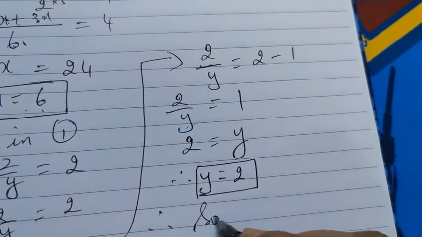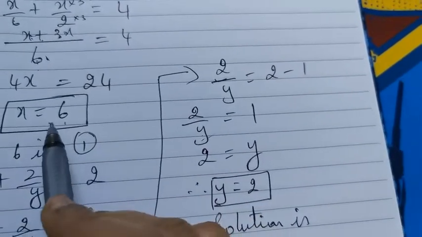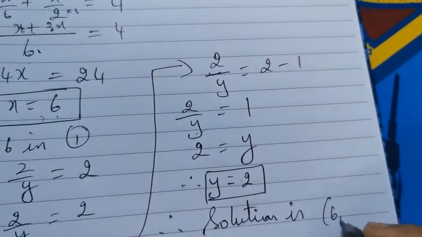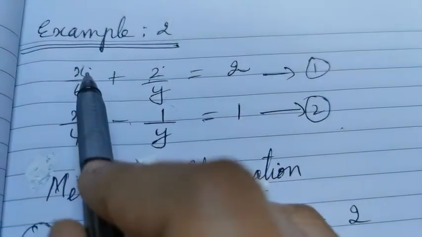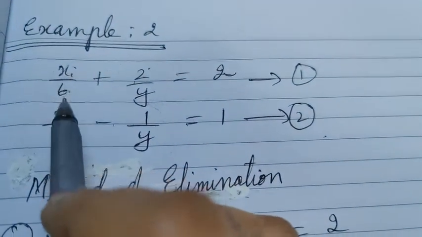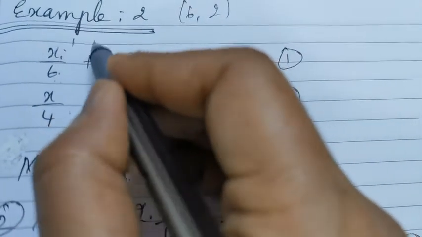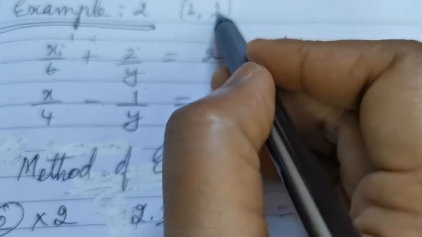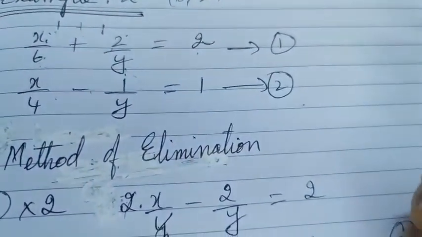Therefore my solution is x is equal to 6 and y is equal to 2. 6 comma 2. So just try whether you are getting your answer right. So the value of x is 6. 6 by 6 gives me 1 plus the value of y is 2. 2 by 2 gives me 1. 1 plus 1 is equal to 2.